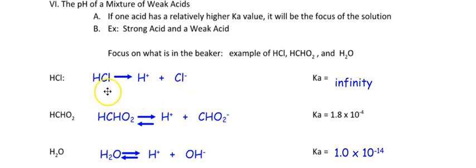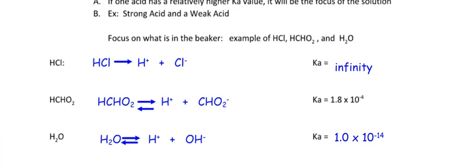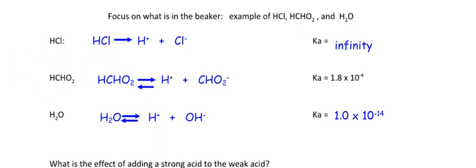Here we have HCl, as you know, is a strong acid, single arrow, K is infinity. Here we have formic acid, Ka of 10 to the negative 4. Then we have water, Kw is 1 times 10 to the negative 14th. So which one should we focus on? Well, formic acid is pretty strong, 10 to the negative 4, but not when you compare it to hydrochloric, which is infinity. So you would concentrate on the HCl.